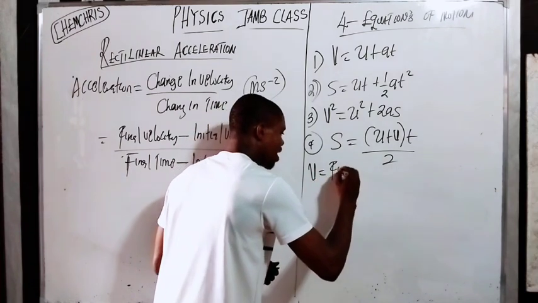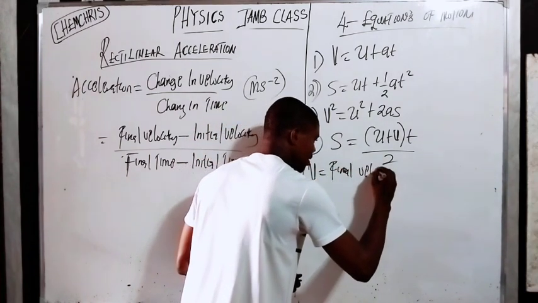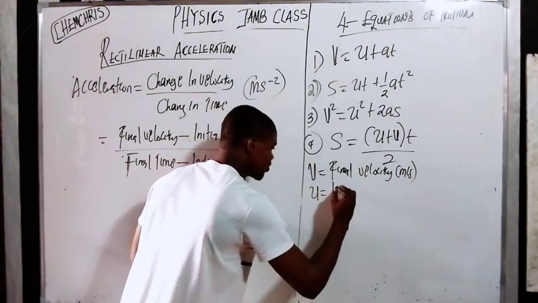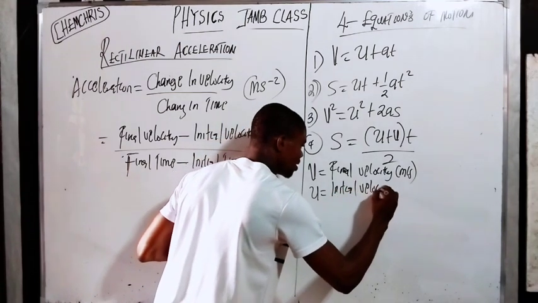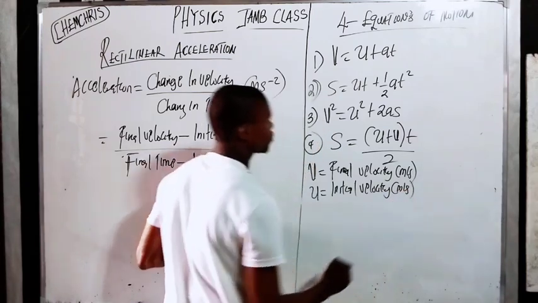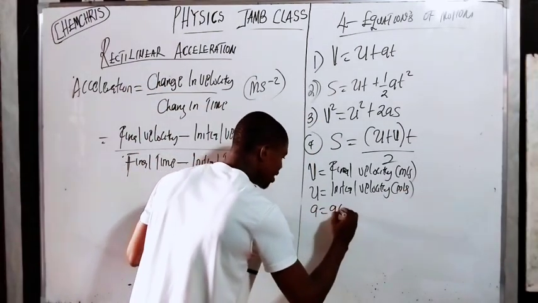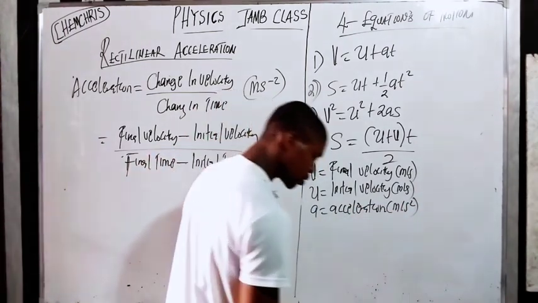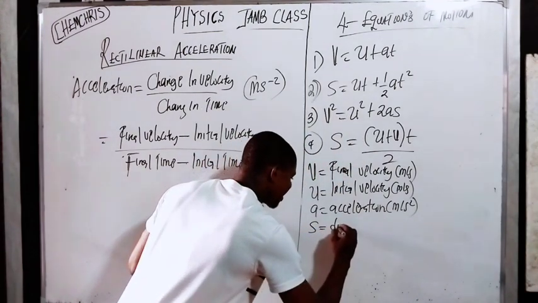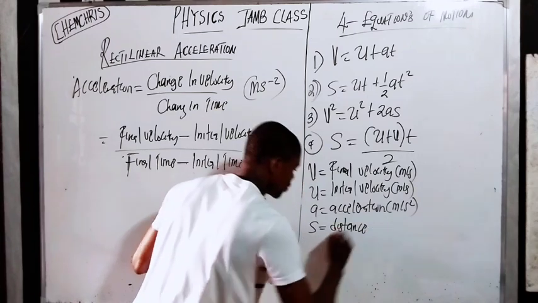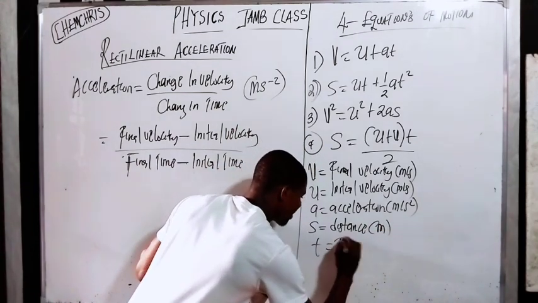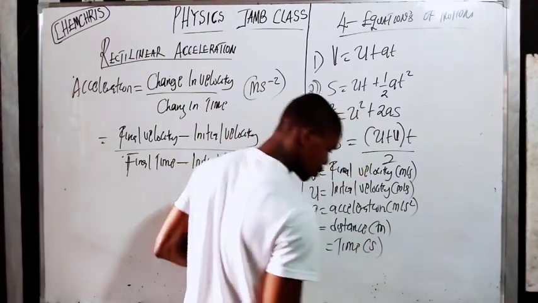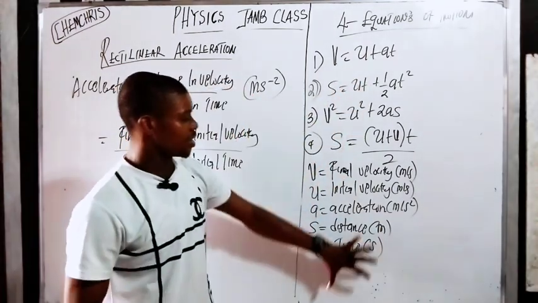So now let's start defining everything here. v is the final velocity, in meters per second. u is the initial velocity, in meters per second, right? a is acceleration, in meters per second squared. x is the distance traveled, in meters. Then t is time, which is in seconds. Do you understand?